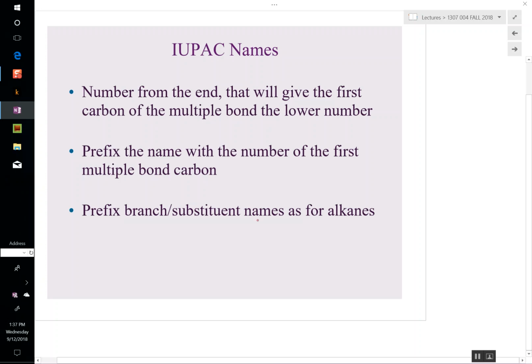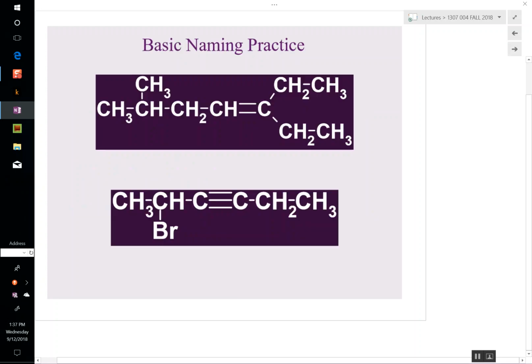Prefix, branch, and substituent names as for alkanes. Once you figure out which end of the molecule is closest to the beginning of that double bond, that dictates the numbers of those carbons, which then also dictates what the substituent numbers are going to be. Let's get a couple examples of that. All right, let's get an example. Let's take this top one. That's an alkene. What's the longest chain? Okay, IUPAC naming, always start with what is the longest chain?